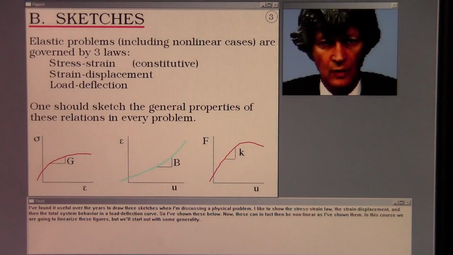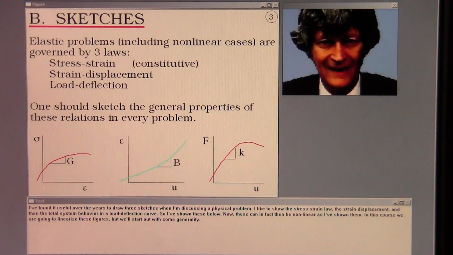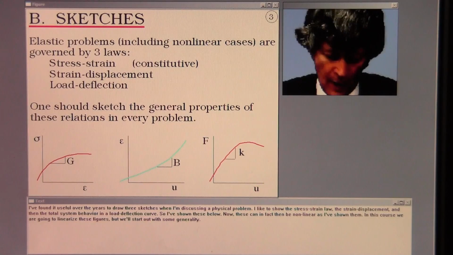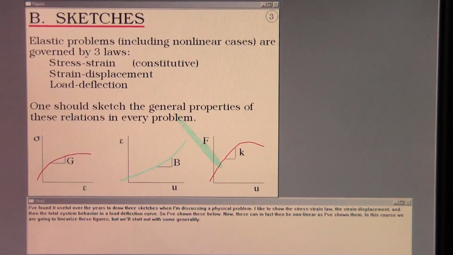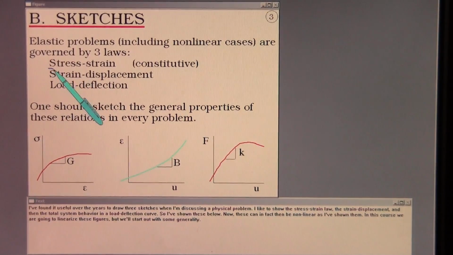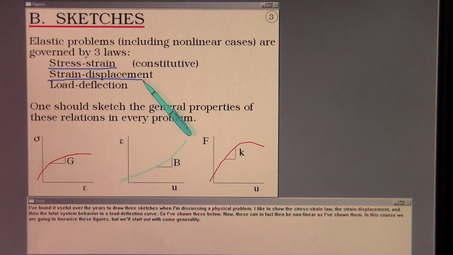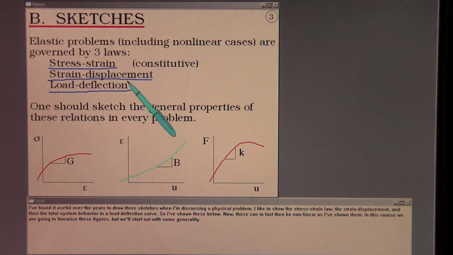I found it useful over the years to draw three sketches when I'm discussing a physical problem. I like to show the stress-strain law, the strain displacement, and then the total system behavior in a load deflection curve. So I've shown these below. Now, these can, in fact, be nonlinear as I've shown them. In this course, we're going to linearize these figures, but we'll start out with some generality.